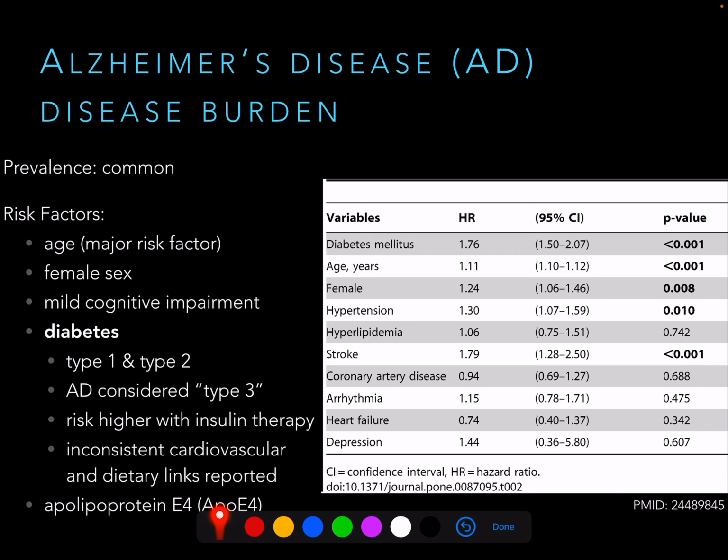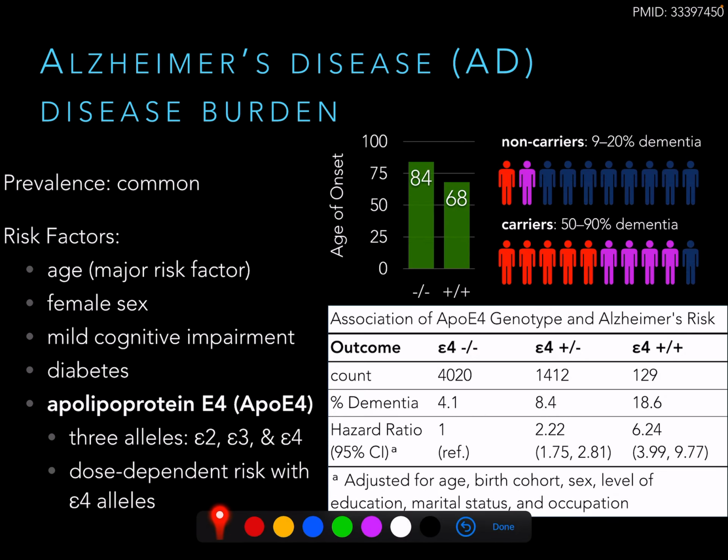Now, there is something related to fats and how we handle them that is a major risk factor, but it's not fatty diets or anything like that. It's which apolipoprotein allele you have. So apolipoprotein, or ApoE, comes in a few variants.